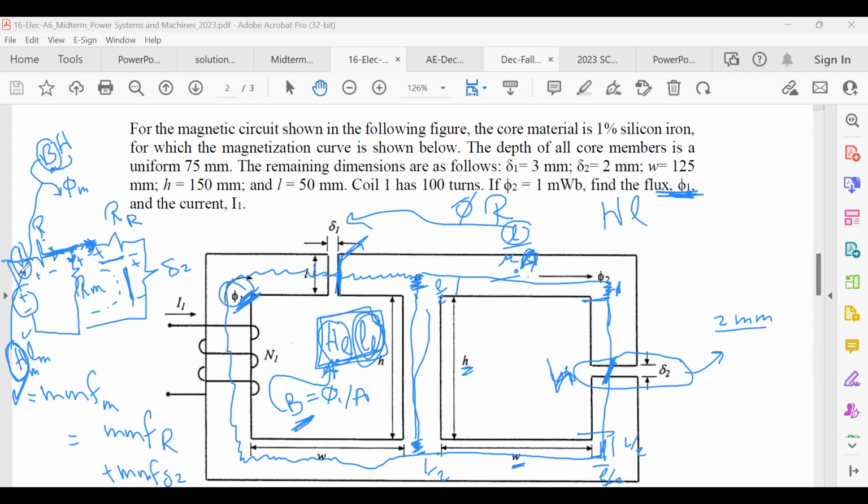You have the MMF of the iron part. You have the MMF of this air gap. You have the MMF of the middle. Add the three of them to get the MMF of the source. At the end, the MMF of the source equals, because it's a source, N times the current. You have the number of turns, you can get the current I1, which is the one required here.